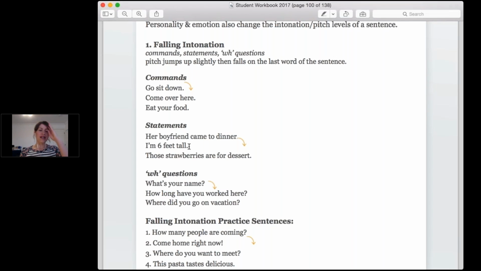So in that next one, I'm 6 feet tall. It's kind of like I'm going up the hill and then coming down. I'm 6 feet tall. Yes. I am 6 feet tall. Let's do that really smoothly. We want to get that contraction. Instead of I am, we're going to say I'm. So it's that long I. I'm 6 feet tall. Good. So that rising and lowering is happening in our intonation.